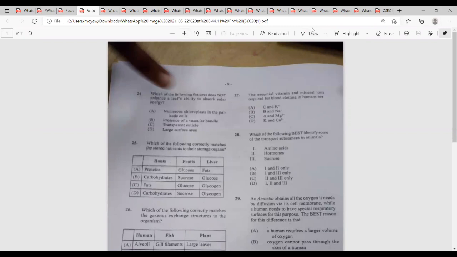So question 24. Which of the following features does not enhance a leaf's ability to absorb solar energy? So we're looking for a feature that does not help a leaf to absorb any sunlight, any solar energy. So we have A, numerous chloroplasts in the palisade cells. B, presence of a vascular bundle. C, transparent cuticle. D, large surface area.